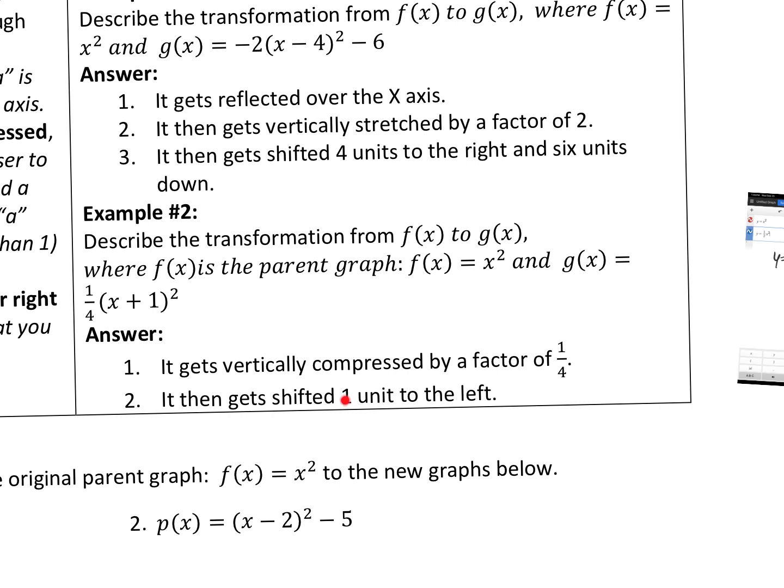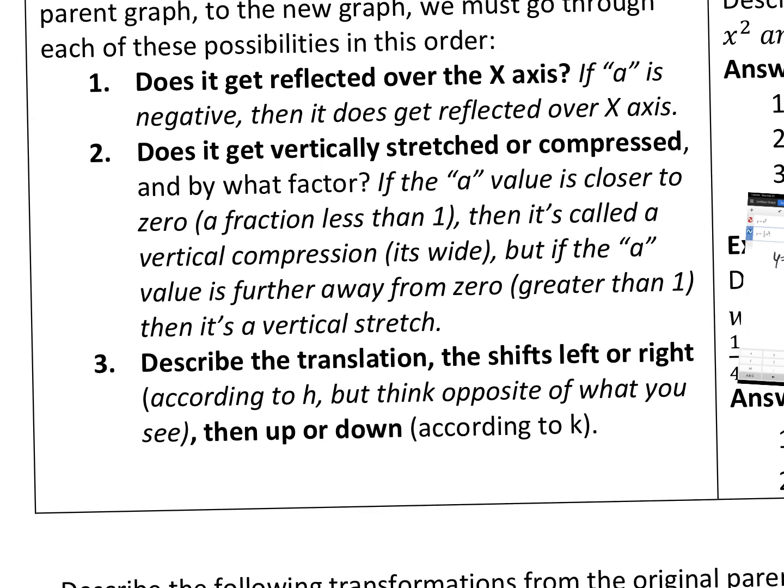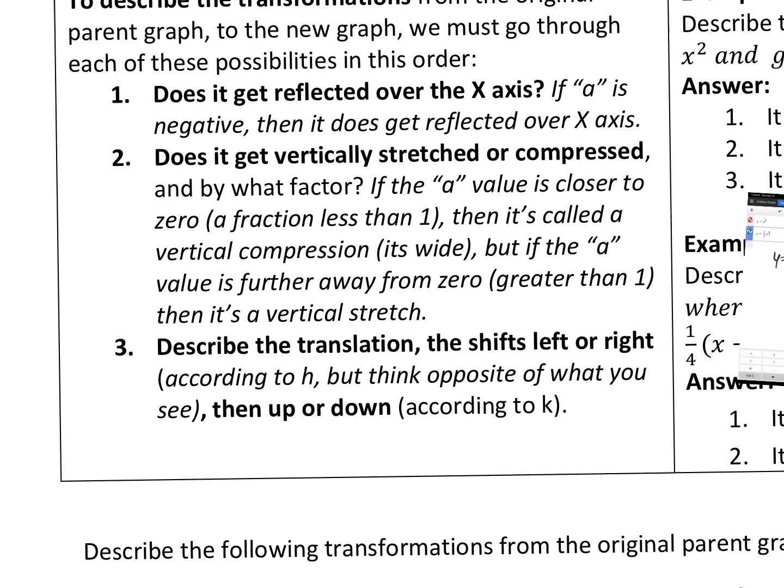And then it gets shifted. The h is really -1, which means it gets shifted 1 unit to the left. So we're going to state these 3 steps. Maybe it's only 2 like that last example.